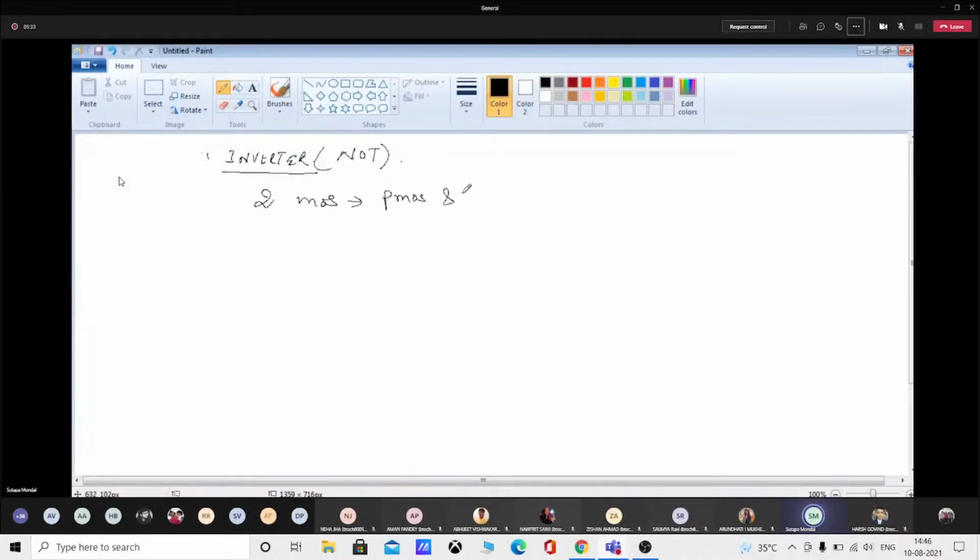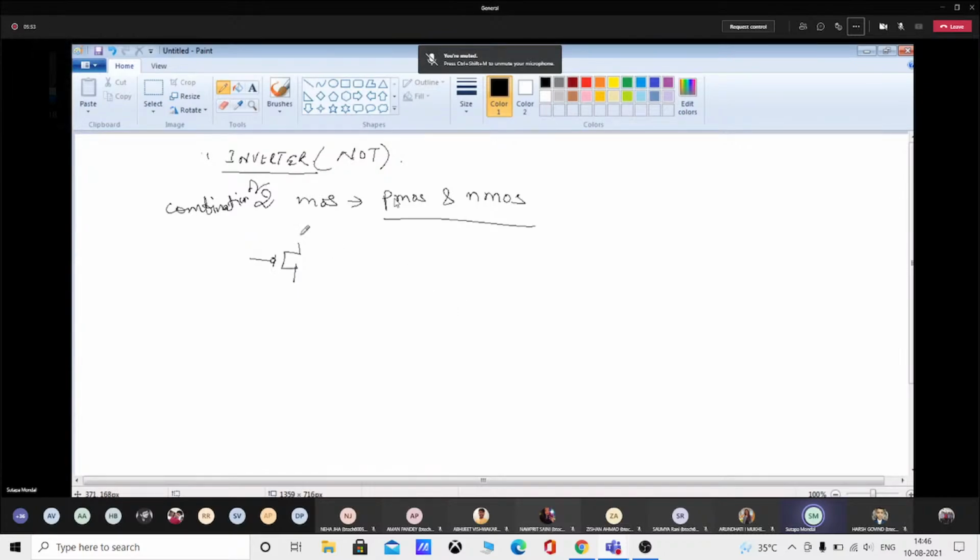Series and NMOS, means a combination of two MOS, that is PMOS and NMOS. Then only we can realize all the gates. Okay, so PMOS you can design like this.